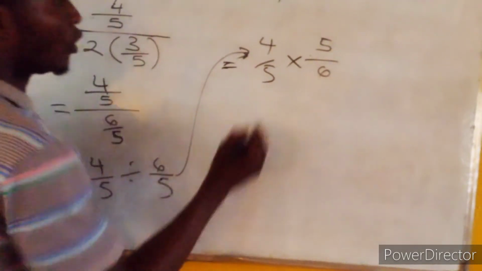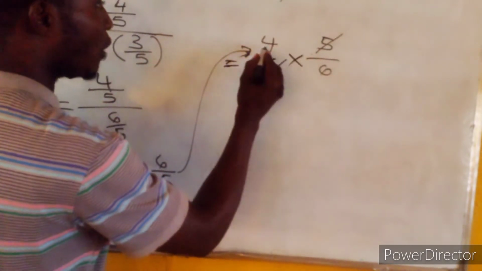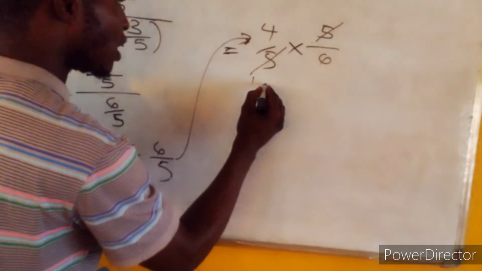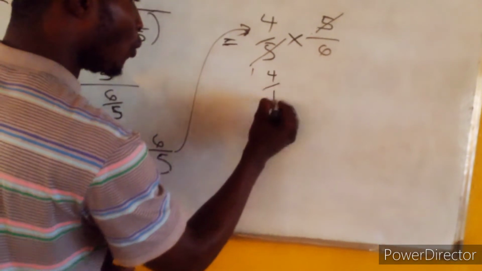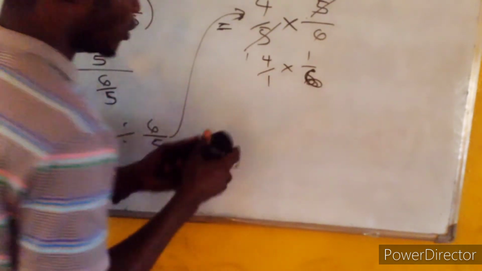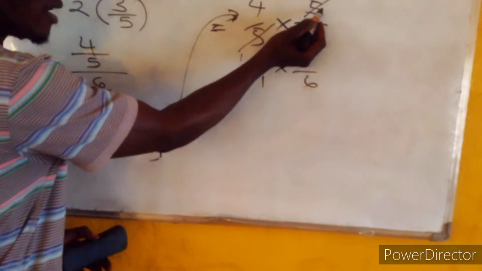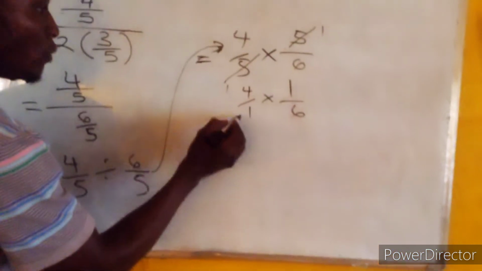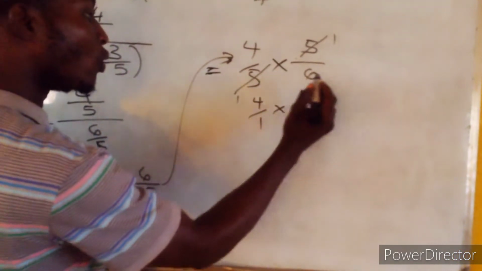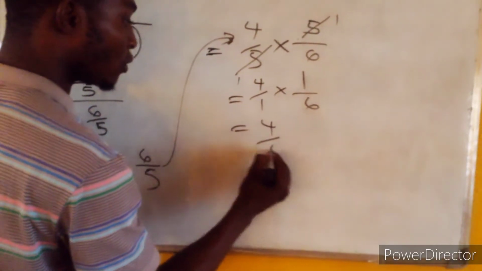divided by 6. So 4 over 5 times 5 over 6, 5 can cancel out. This 5 will leave 4 over 1, and 5 over 1. So 4 over 1, so it means 4 over 1 times 1 over 6. Very good. Why? 5 cancels out 5 here. So we leave 1 here, and we leave 1 down here. So it's 4 over 1, and 1 over 6. So 4 times 1 will just give us 4. 1 times 6 will give us 6.